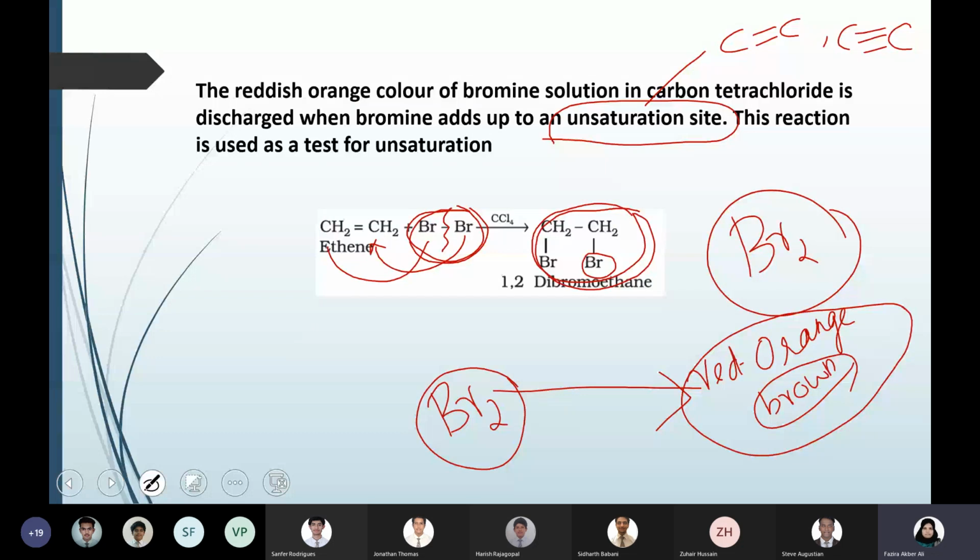Because of this color change, this particular reaction is taken as a test for unsaturation. Next year, in grade 12 practical organic, you will do this test when you are given an organic compound and you want to check whether it is a double bonded or a single bonded compound. Then you will add bromine water. If the color of the bromine water disappears, that means the compound is an unsaturated compound. That means it has either a double bond or a triple bond.